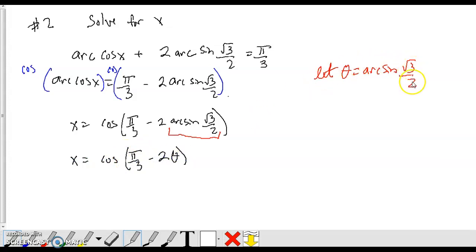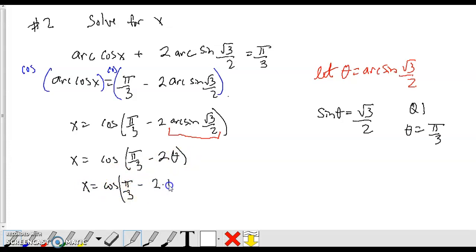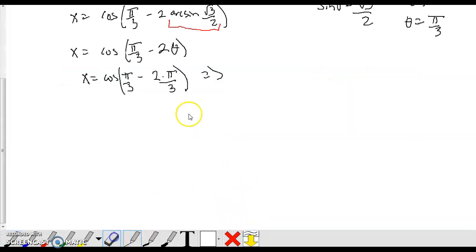On this problem, I see a root 3 over 2, so I'm not going to use my identity quite yet. So I'm going to apply sine to both sides. I'm going to get sine of theta is equal to root 3 over 2. Where is this true? It's quadrant number 1, and our theta has to equal pi over 3. So what I'm going to do is replace theta with pi over 3. So cosine of pi over 3 minus 2 times pi over 3. Actually, I'll bring it down instead, erase that part.